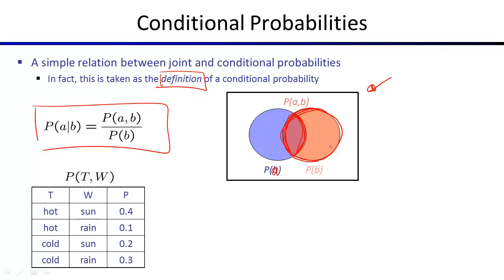Let's do an example. So here we have a joint distribution over temperature and weather again.